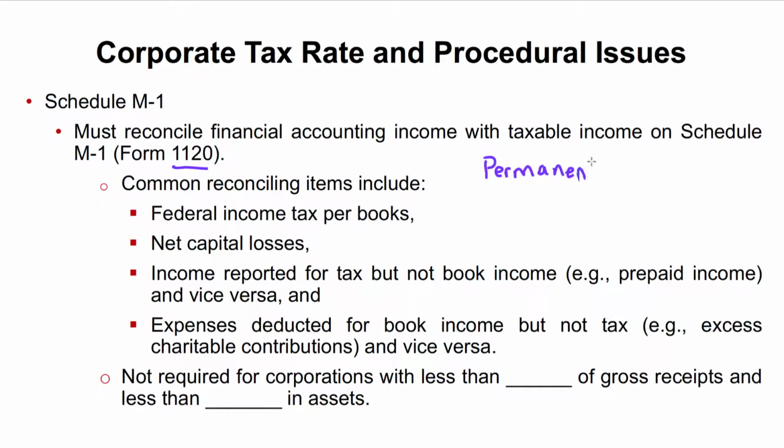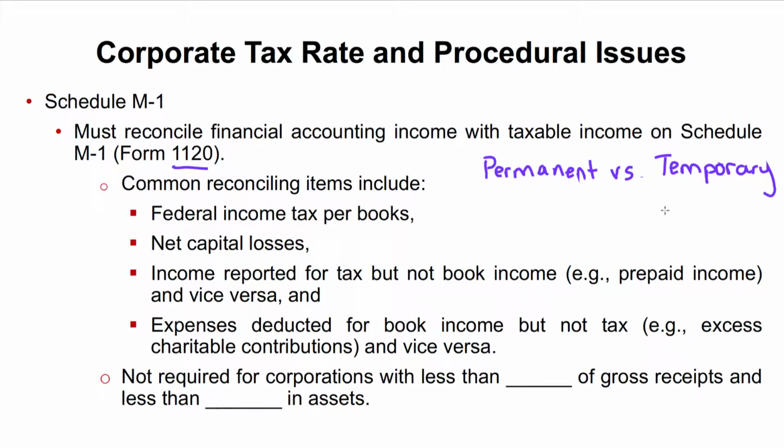Permanent versus temporary differences. So an example of a permanent difference is something that we do for either book purposes or tax purposes, but don't do for the other, and we're never going to reverse that. A perfect example is municipal bond interest. It is not included in taxable income. However, it is included on the financial accounting books and reported as income. That's something that's never going to reverse.